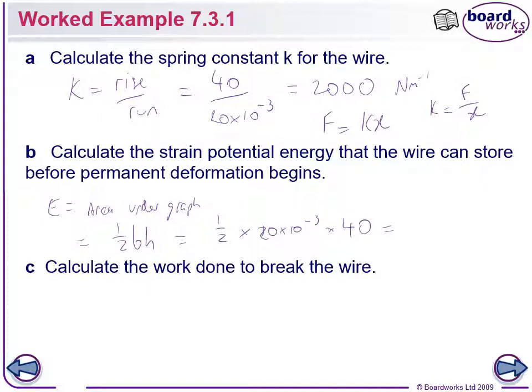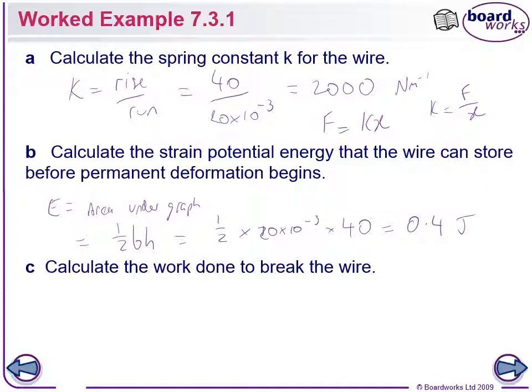0.4 joules. I'm happy with 0.4. I didn't double check that. Oh yeah, so half of that is, yeah, okay. Yep, that'll work. So we've got our energy under the graph up to our elastic limit. So that's before permanent deformation begins.